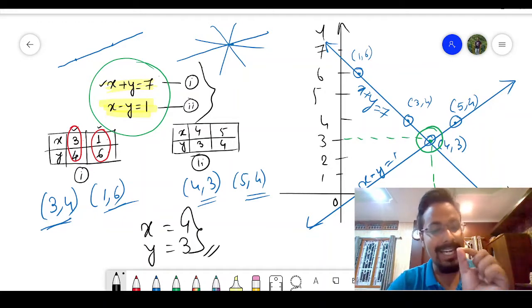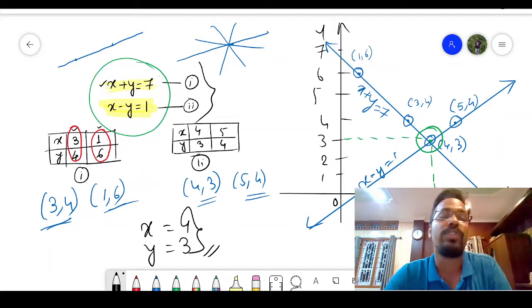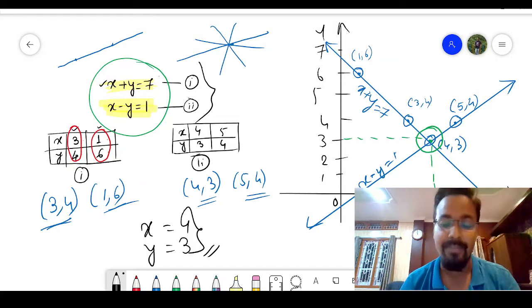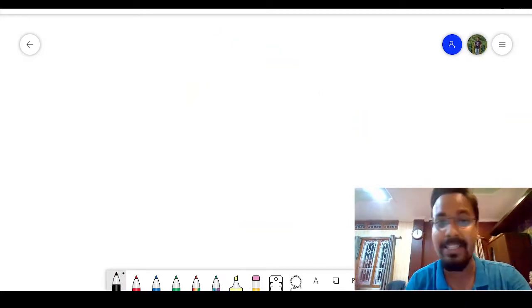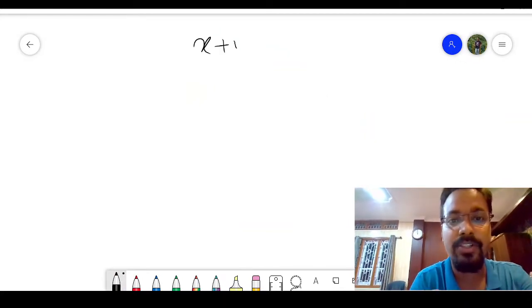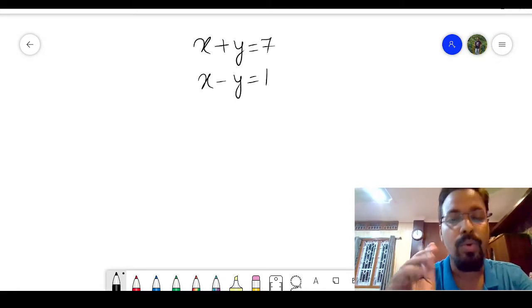Simple enough. Let's move on to our next topic, which is how to understand how many roots the given pair of equations will have. Okay, so let me erase all of this and let us take the same equations to make it very simple. We have x plus y equal to 7 and x minus y equal to 1.